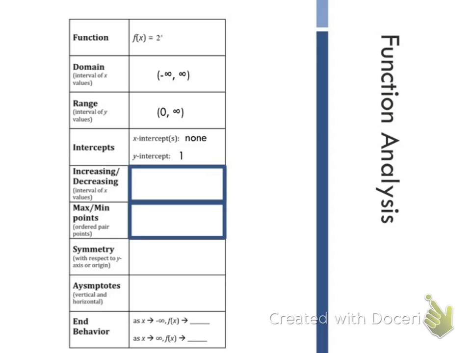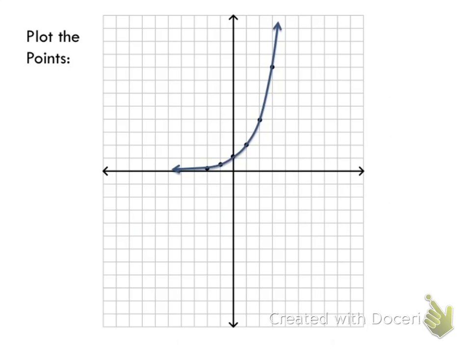All right, now how about the next two categories? Is my graph increasing or decreasing, or a little of both? And are there any max or min points? So here, when I look, you can see if I were to start on this end and just follow my graph from left to right, my pen is going up.